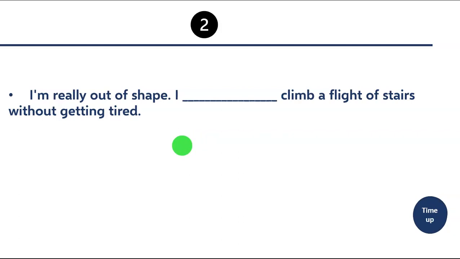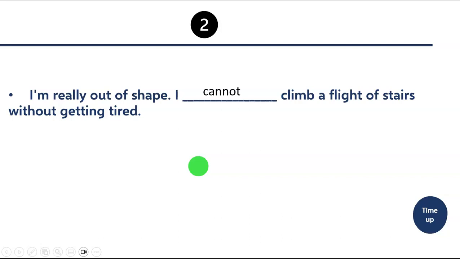Alright, time is up. Your answer is I cannot climb a flight of stairs without getting tired. Friends, I'm really out of shape is the present tense, and hence you will use I cannot climb a flight of stairs without getting tired. Now, if this first sentence was in the past tense, I was really out of shape, then you should have used I could not climb a flight of stairs without getting tired. So you see the difference? Because the first sentence is in the present tense, you are using cannot. Had the first sentence been in the past tense, the correct answer would have been could not. So I hope that is clear.